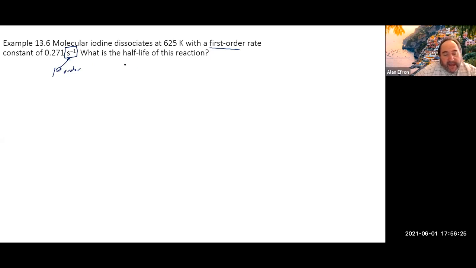Since we're dealing with the half-life, we obviously would want to use our half-life equation that goes with first order. They did give us the rate constant, so again, this one is not too bad. Just plug and chug into here. 0.271 reciprocal seconds, and that is going to yield us natural log of 2 divided by 0.271, or about 2.56 seconds would be the half-life here.